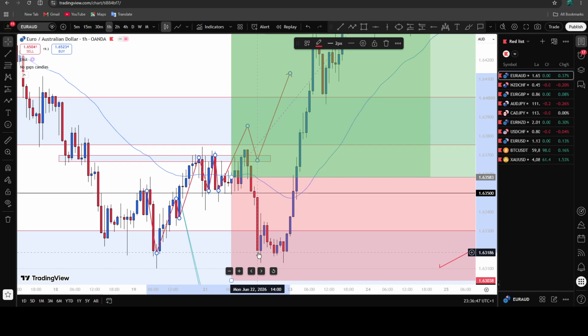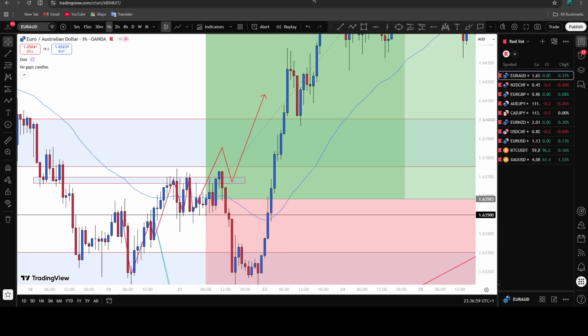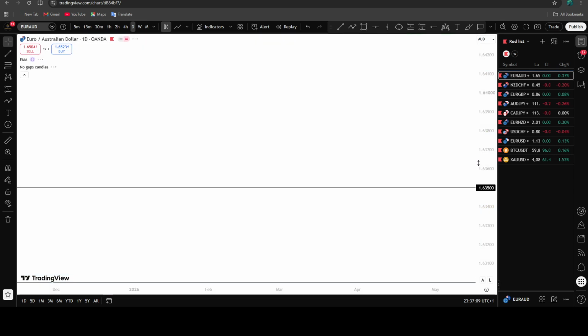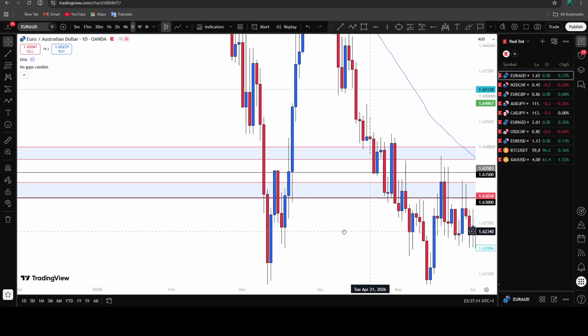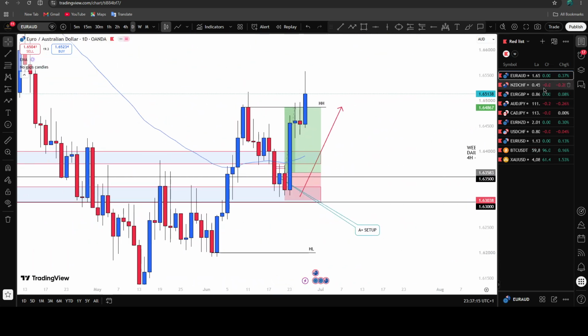Immediately price came down, created a new lower low, lower high, lower low. So on this break here, it never even retraced until it broke this resistance zone. So that is that. It happens in trading, so we live and we learn. So that is that on Euro AUD. Fantastic trade that I missed. So moving on to the next pair.